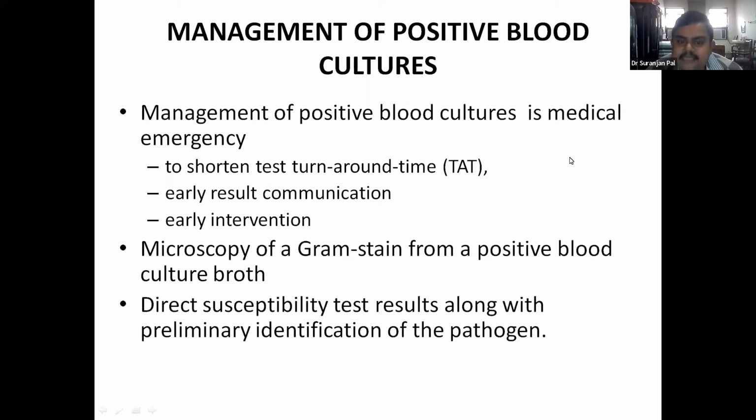Next is the direct susceptibility test result. EUCAST also recommends this direct susceptibility test from the positive blood culture broth from the automated system, and it can give rise to preliminary identification of the pathogen. Thus, this reduces the reporting time by at least 24 to 36 hours.